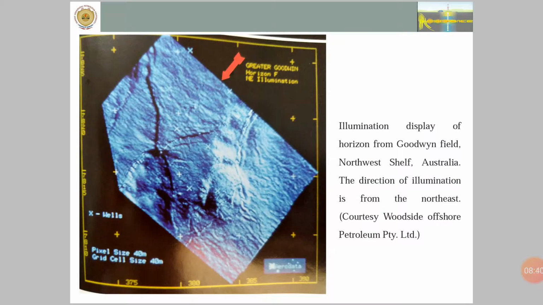Here is another illumination display of horizon from Northwest Shelf, Australia. The direction of illumination is from the northeast, and we can see a clear fault coming from the northeast to southwest, which is useful to map and to understand the subsurface feature which is present in the map.